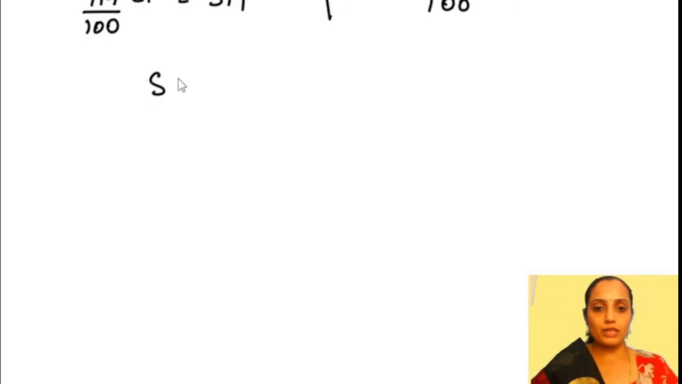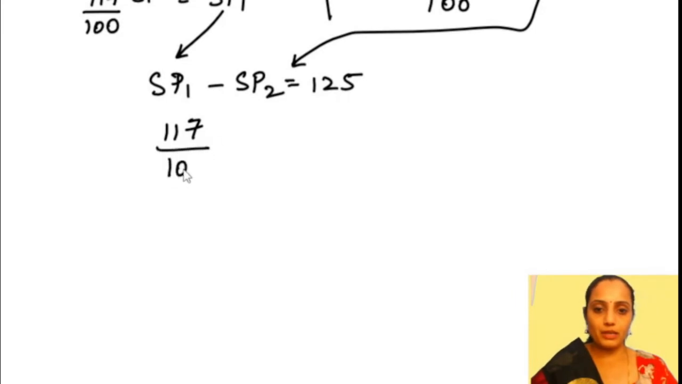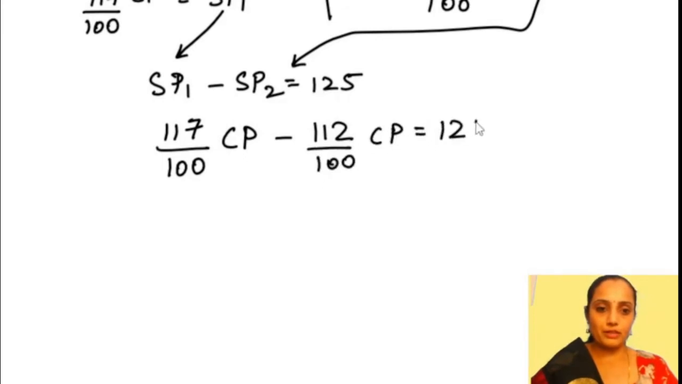Now we also know that SP1 minus SP2 gives us 125. Okay, so we know that SP1 is here, SP2 is over here. So just putting the value here, 117 by 100 CP minus 112 by 100 CP is equal to 125. This looks like a lot of work, but yes, it's rewarding.